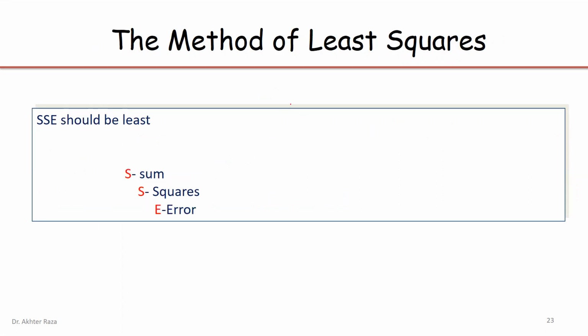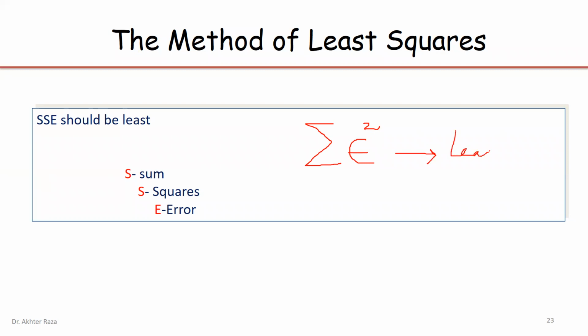What is least squares? Least squares says SSE should be least. What is SSE? Sum of squares of error. These are the errors, and these are the error squares. So error squares and then sum. According to least squares, this sum of squares of error will be least.